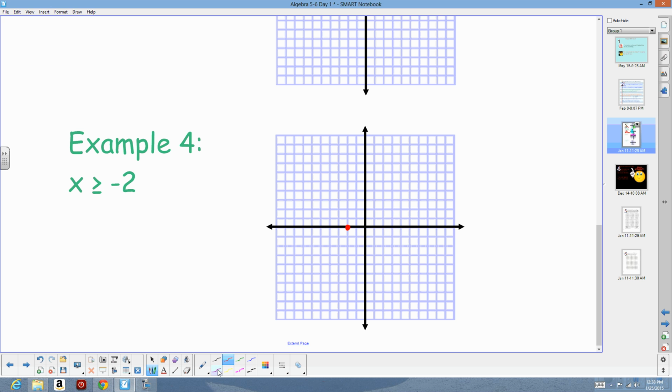This time it's going to be a solid line because it is a greater than or equal to. So solid line going through the x-axis at negative 2. Arrows at both ends. And this time we want the numbers greater than or equal to negative 2. So all of the x numbers that are greater than or equal to negative 2 are going to be to the right of that line. So all of these points over here have x values that are greater than or equal to negative 2.